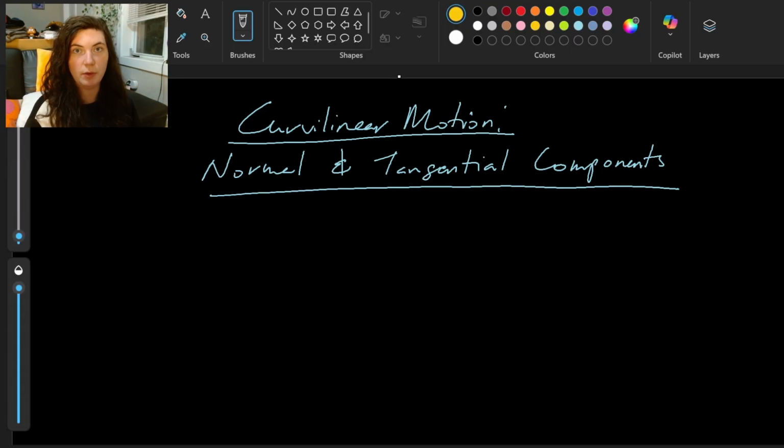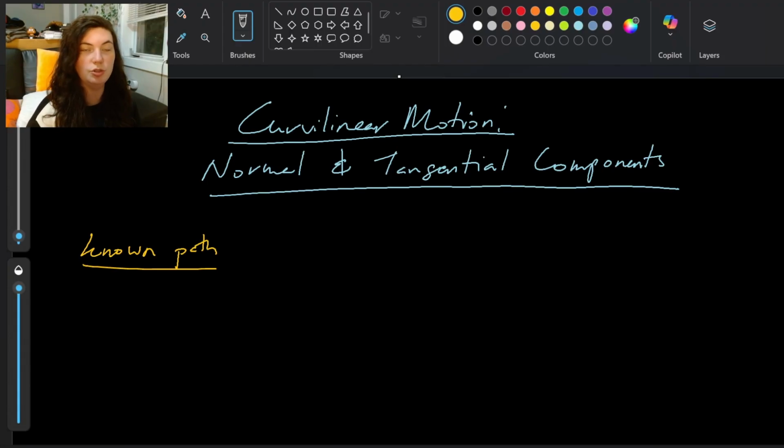And in our last video, we did that with rectangular components in X, Y, and Z, but that's not the only way we can do it. One other really popular, really good way to analyze these problems is through something called normal and tangential components. So normal and tangential components are really, really useful to use when you know the path of travel. So when the path of travel is known, this is a really good time to use these normal and tangential components. And so what does this mean? What do we mean by these normal and tangential components?